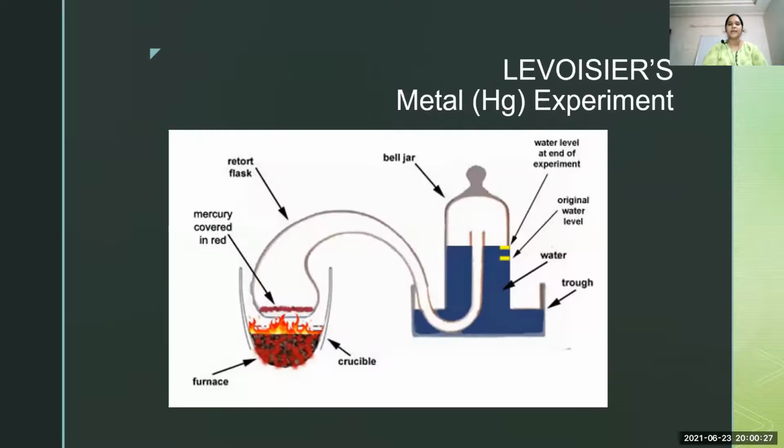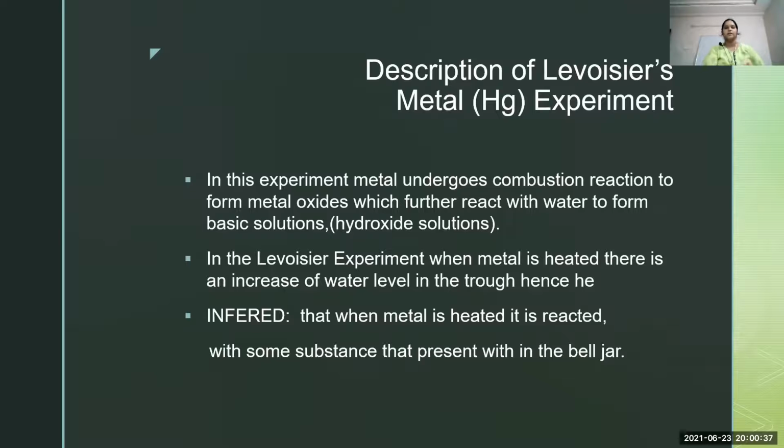Okay, coming to the next slide. Lavoisier's metal or mercury experiment. The apparatus goes like this. And coming to the next, the description of Lavoisier's metal experiment. In the experiment, metal undergoes combustion reaction to form what? Metal oxide, and further it reacts to form basic solutions. Basic solutions are hydroxide solutions.